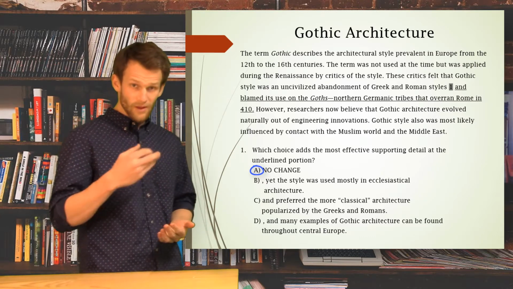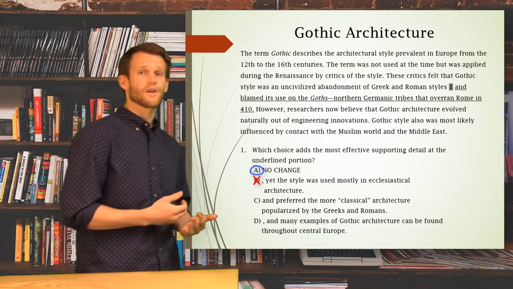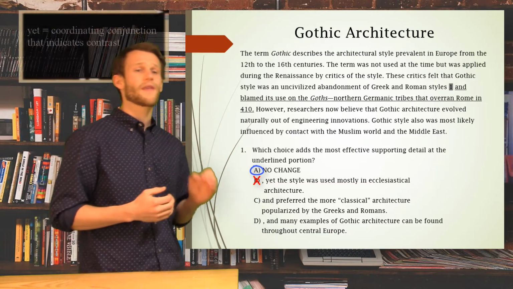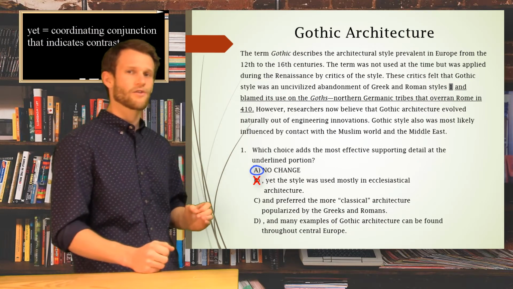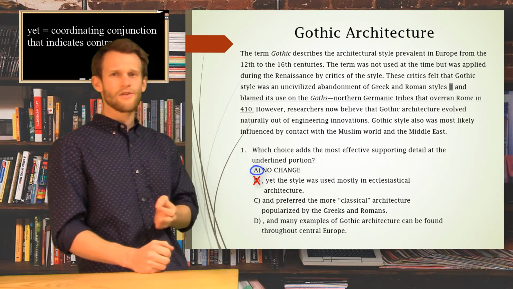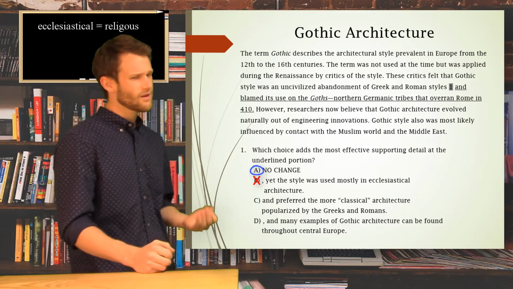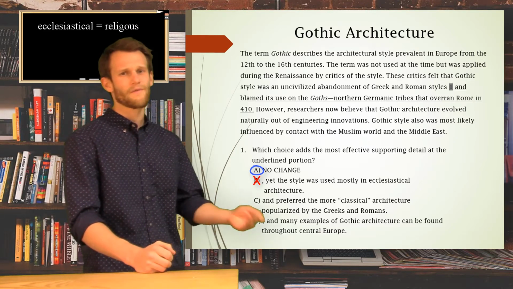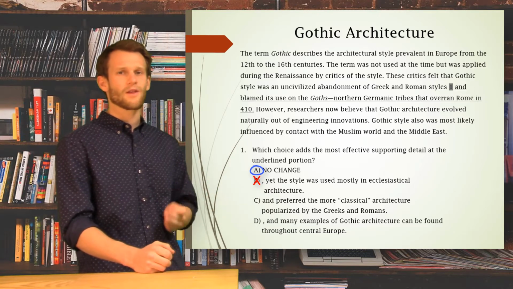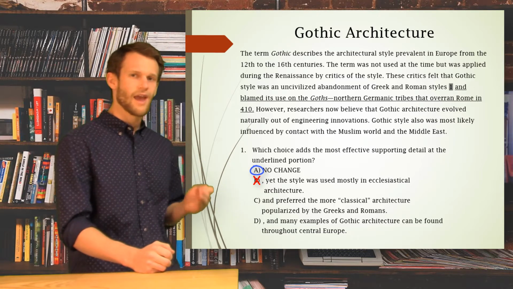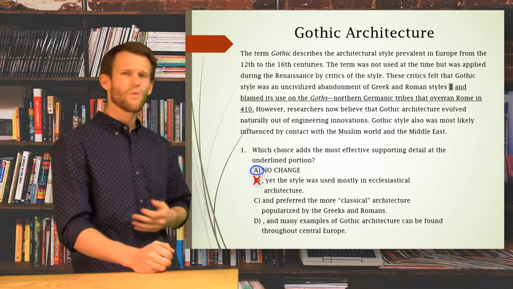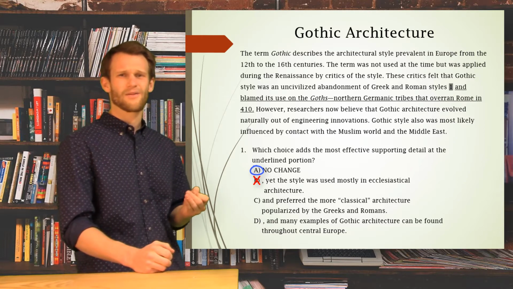So B is not going to be what we're looking for here because it's providing a shift that says we're having contrast. And then "used mostly in ecclesiastical architecture," or religious architecture, well, that's not really a contrast. That's just another fact. So B is inappropriate because it's not answering the question that A does, and it's forming a contrast where there really is no contrast.